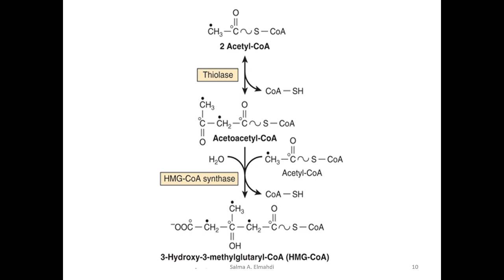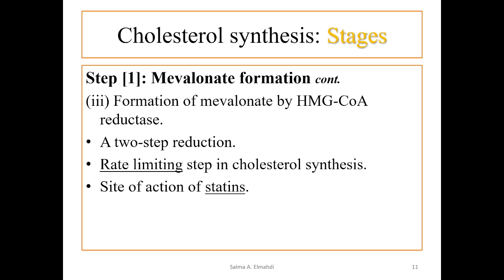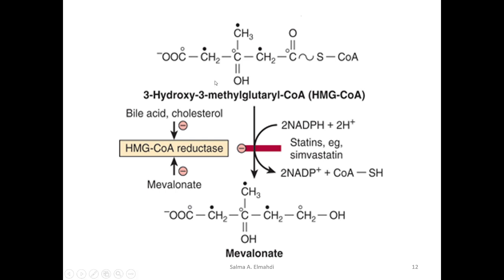So this acetoacetyl-CoA then condenses with a third molecule of acetyl-CoA, catalyzed by the HMG-CoA synthase to form HMG-CoA. And this HMG-CoA is present in the cytosol, in contrast to the HMG-CoA that is part of the ketogenesis in the mitochondrial compartment. The third step is formation of mevalonate through a two-step reaction catalyzed by HMG-CoA reductase.